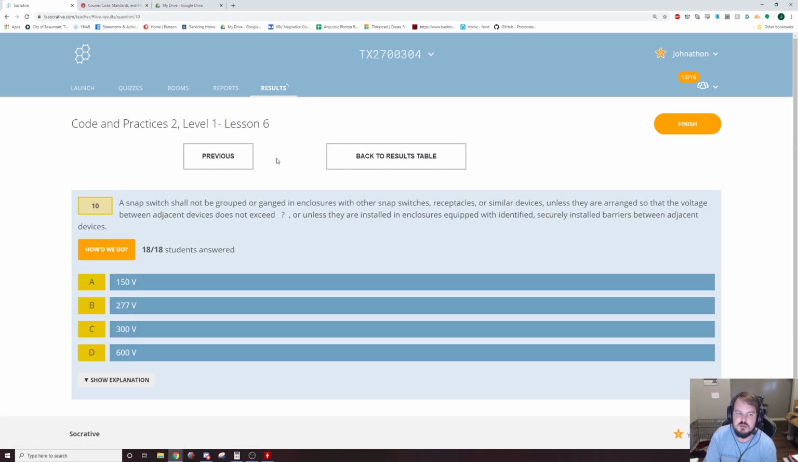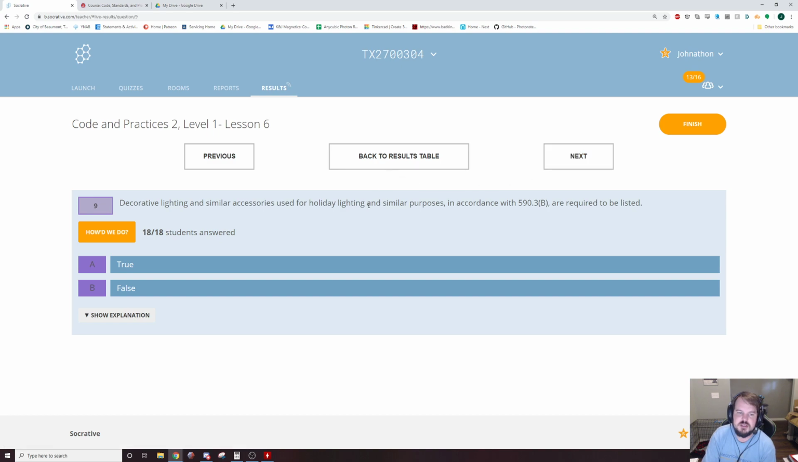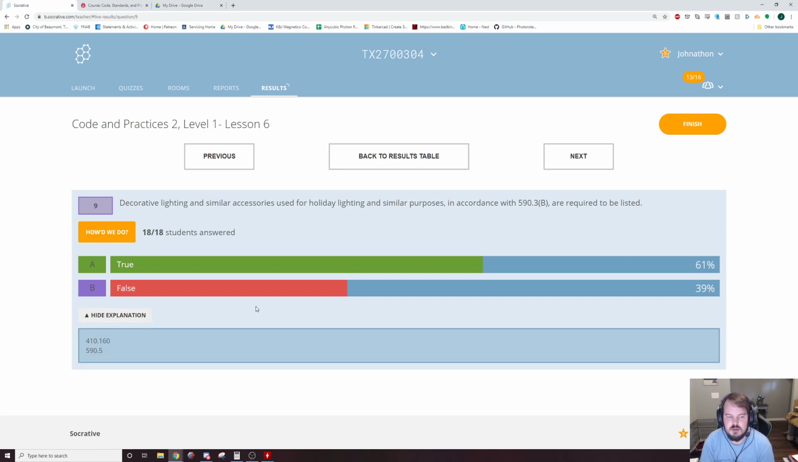I thought I only had 8 questions. Decorative lighting and similar accessories used for holiday lighting and similar purposes in accordance with 590.3b are required to be listed. I don't think so. They are. Okay. So that's 410.160. Oh, luminaires. For some reason I was thinking in the receptacle section. It's been a long day.